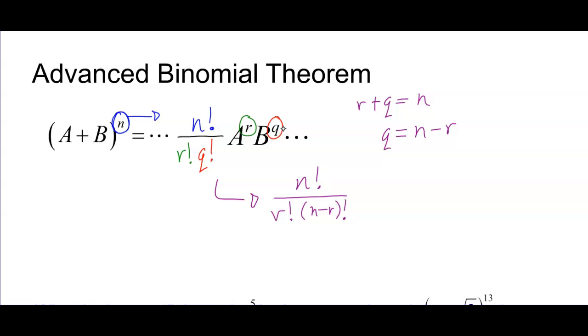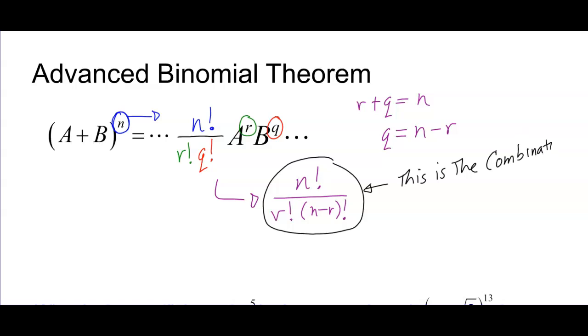The other thing that's really interesting about this is, look at this formula. Haven't we seen this formula before? That's right, this is the combinations formula. The formula for figuring out if you choose from a set of n things and you're picking r of them. This is the combinations formula.